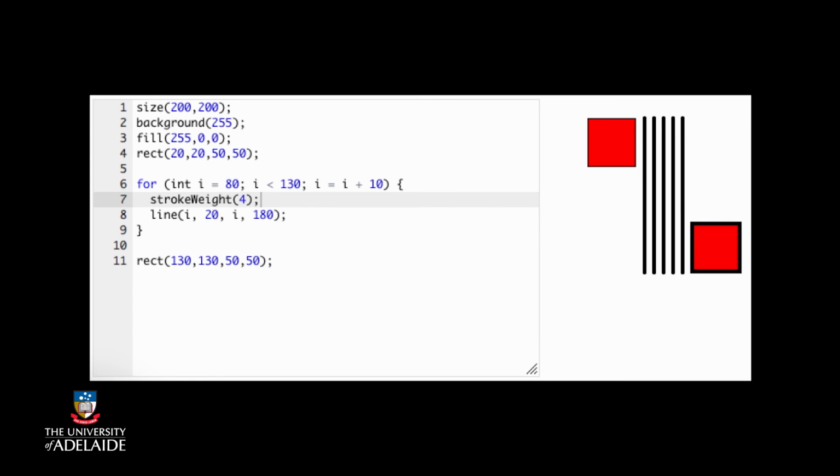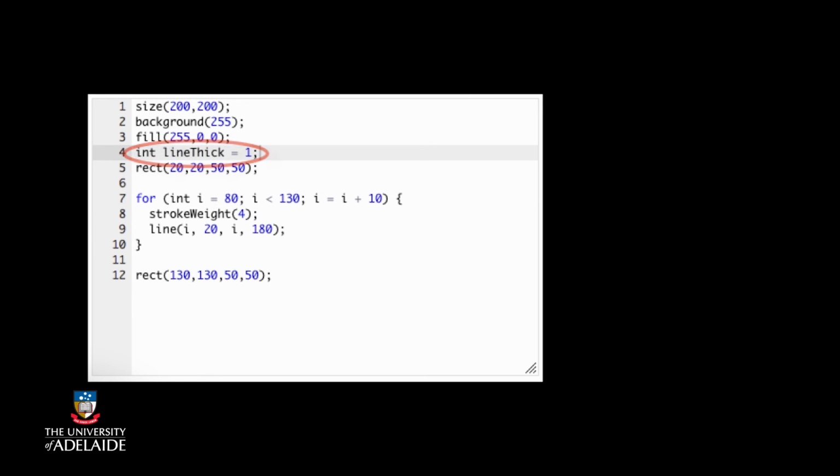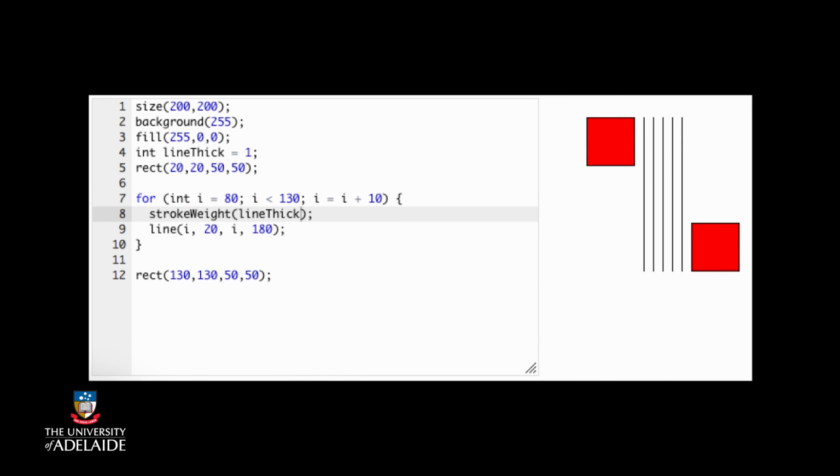How can we make the line thicker every time we execute the loop? Well, let's add a line thick variable to the program. We'll start from 1, and what we want to do is to use repetition to double the thickness every time we go around the loop. Now let's make the stroke weight statement use the line thick variable instead of a number. Does this fix the problem? No, because we're not yet changing the data on every repetition.